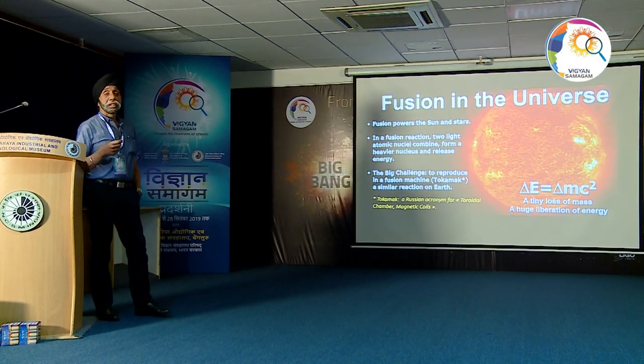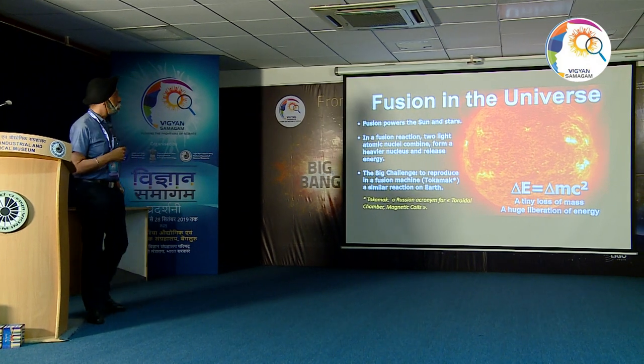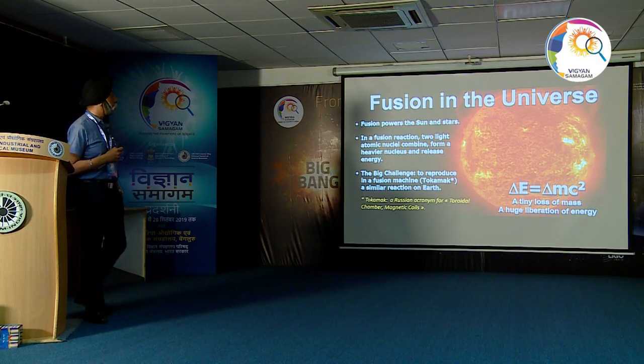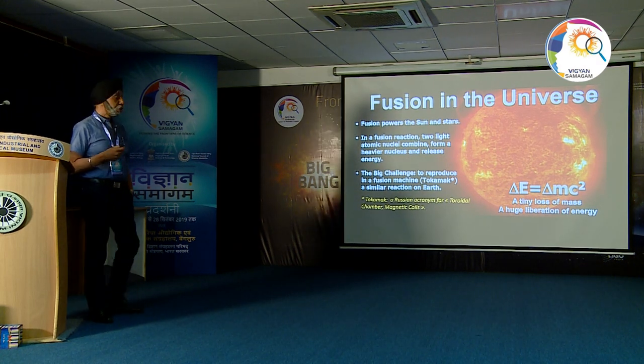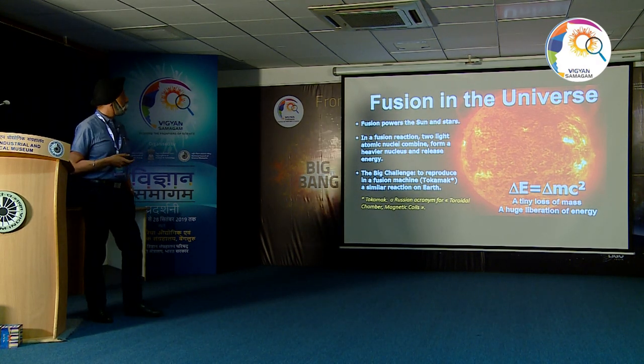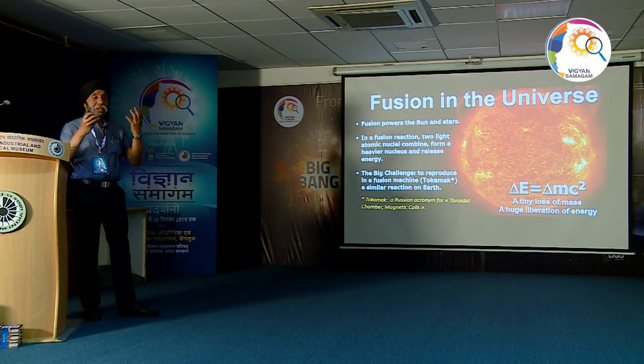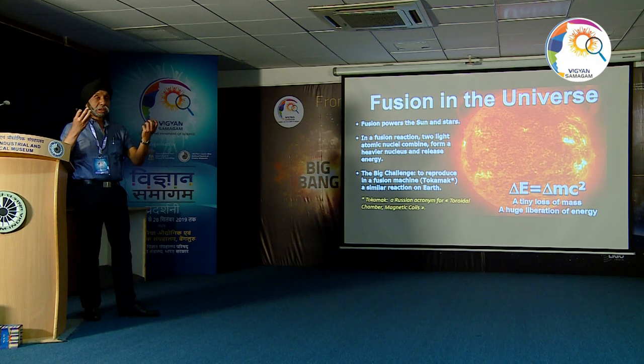Now, how did this thought come about? This thought came about from the fusion in the universe. The biggest example of that is the sun, and the stars as well. So what happens in a fusion reaction? In a fusion reaction, you have two light nuclei, let us say two hydrogen atoms in the state of a plasma, so two hydrogen ions.